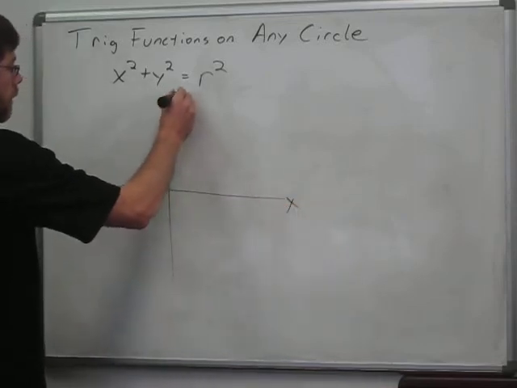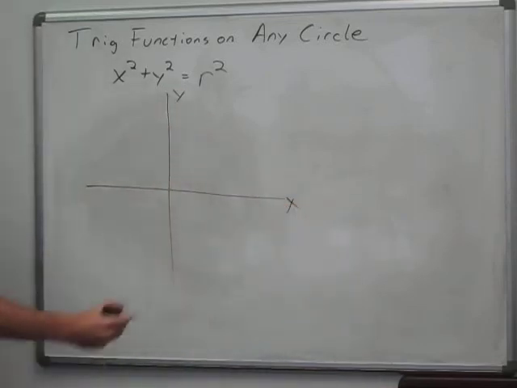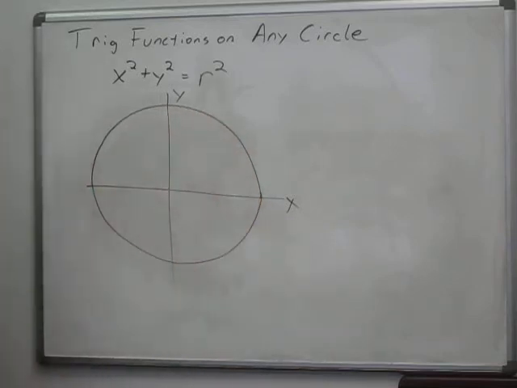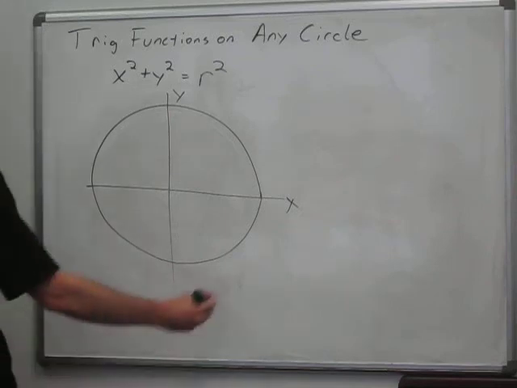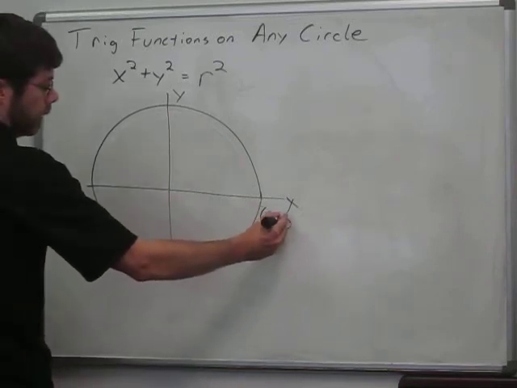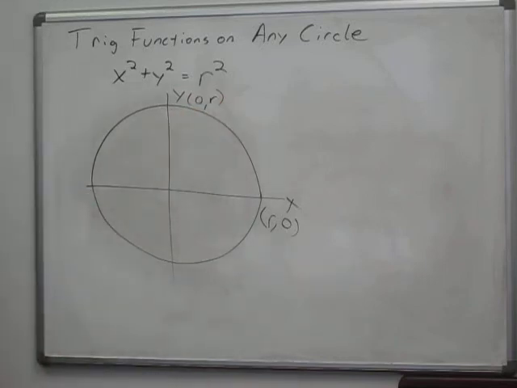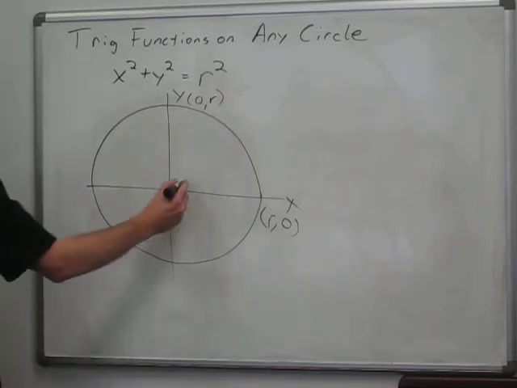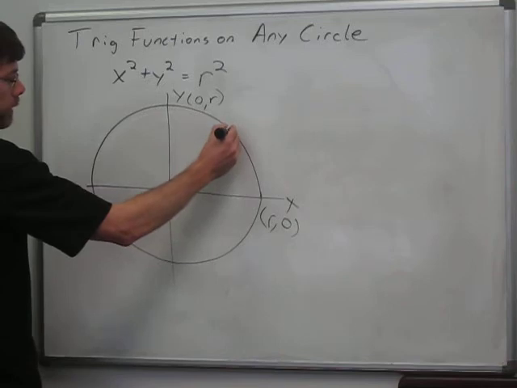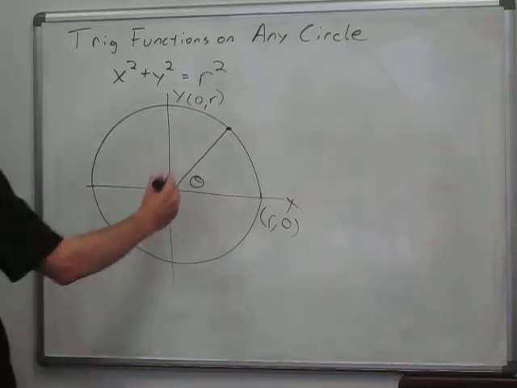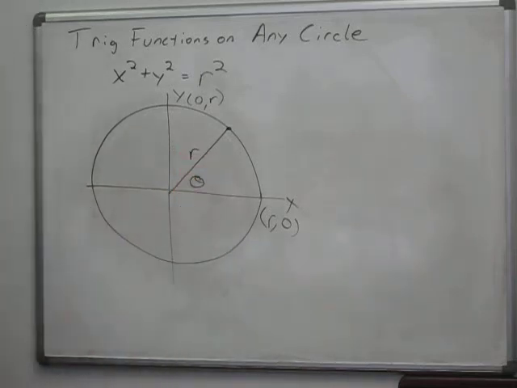So here's my xy plane. Now I have a circle of radius r centered at the origin. So we go through points like (r, 0), (0, r), and so on. Well, I can still use points on my circle to define my trig functions. It's just now I have to take into account that my radius has length r.